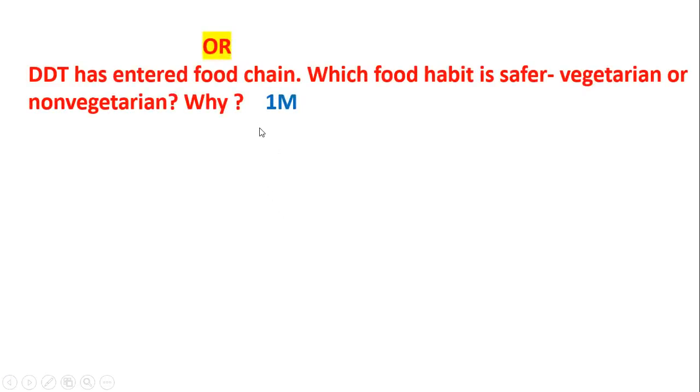This is the internal choice for the 12th question. Either that question or this question you can answer. Here, DDT has entered the food chain. Which food habit is safer, vegetarian or non-vegetarian? Why? Here DDT is dichloro diphenyl trichloroethane. It's one of the insecticides, one of the chemical substances.